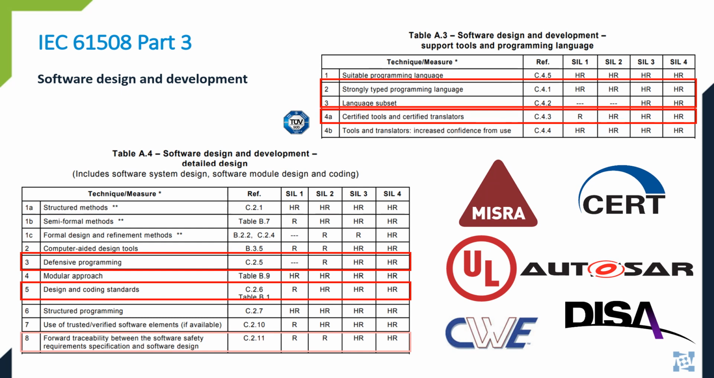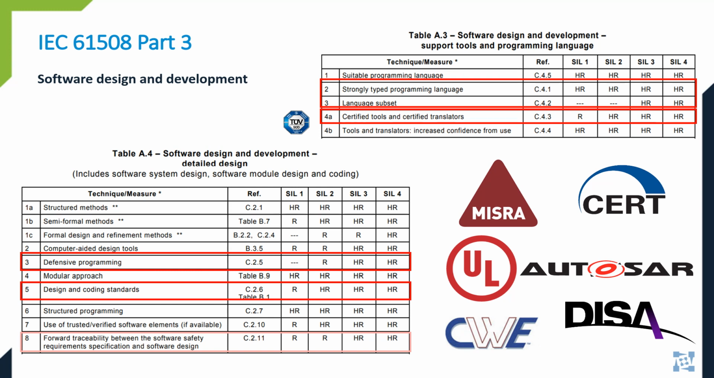Now, Part 3. Here again, regarding the section in software design and development, you have requirements for strongly typed programming, defensive programming, the use of design and coding standards, and more. I recommend that you adopt one of the several coding standards like MISRA, AUTOSAR for C++, and start detecting safety issues. For security vulnerabilities, I recommend CERT and UL 2900.